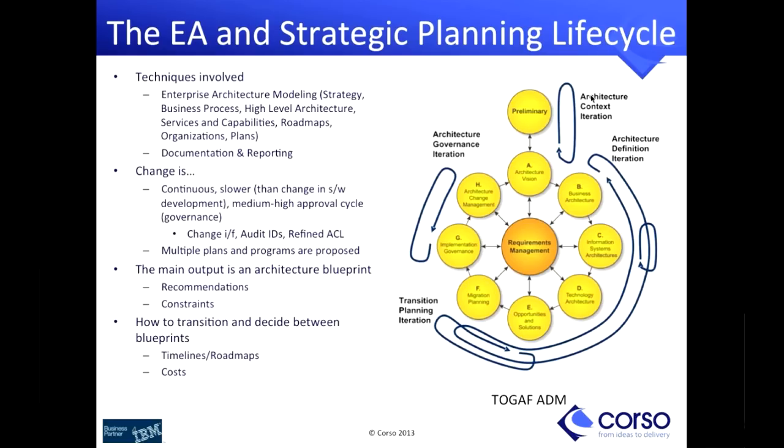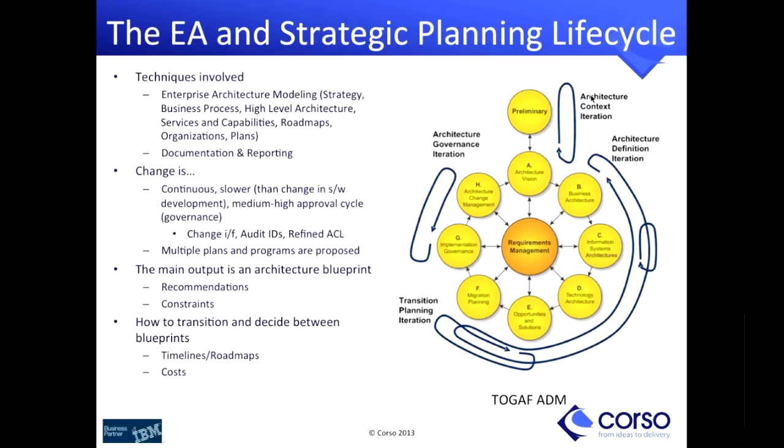We can do the context of the architecture as an iteration. So what's the architecture for? We can build the architecture itself through architecture definition iteration. And we can also build transition planning iterations. And the other one there is architecture governance. So how do we govern what we're doing and what we're building?